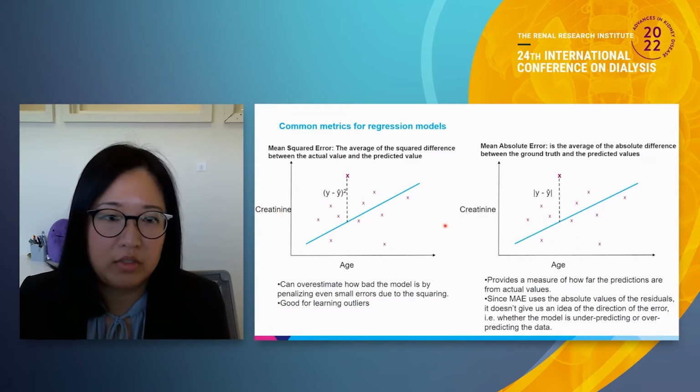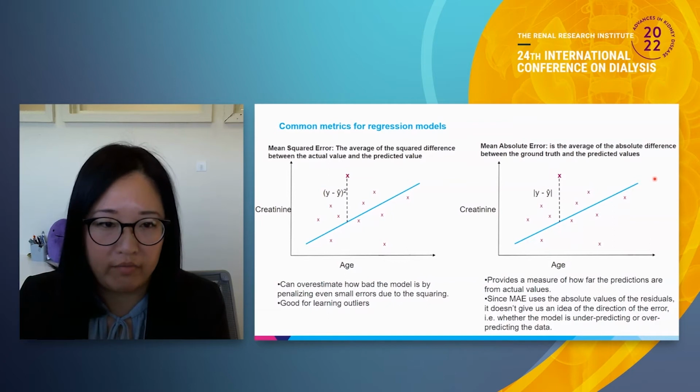Another common metric you'll see is the mean absolute error, which is the average of the absolute difference between the ground truth and the predicted values. Again, X here indicates the actual value, while the blue line here indicates the predicted value. And you're taking the absolute difference from the actual to the predicted. And this can give you a measure of how far predictions are from the actual values. However, because you're taking the absolute value of these numbers, you're not going to have an idea of whether the model is over or under predicting the actual data.